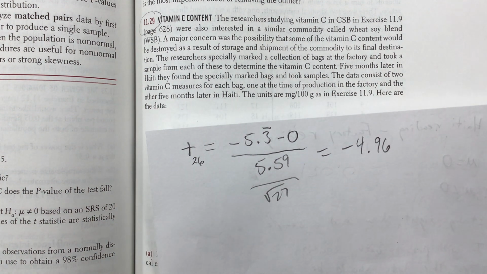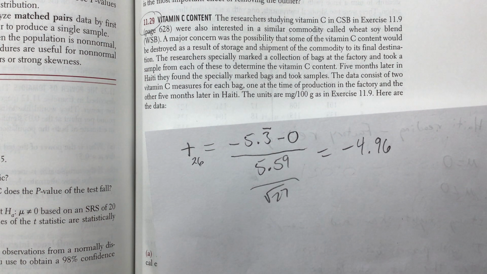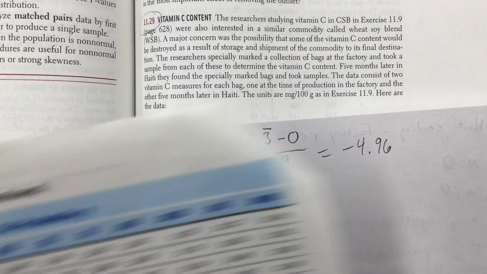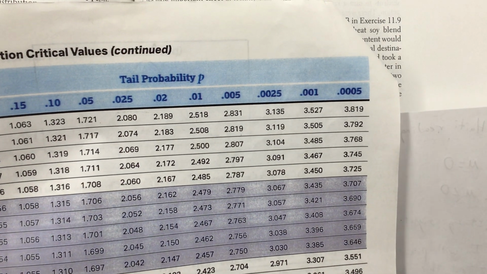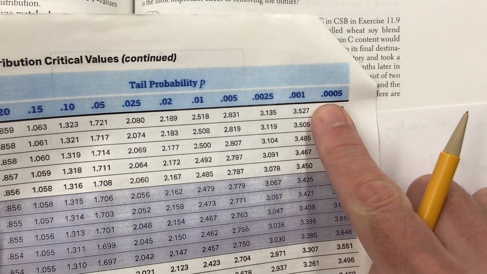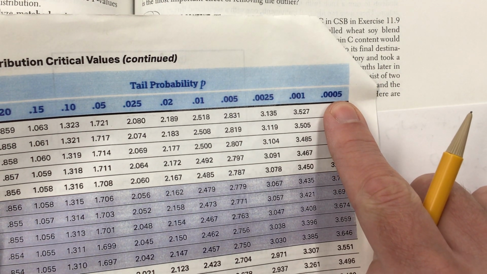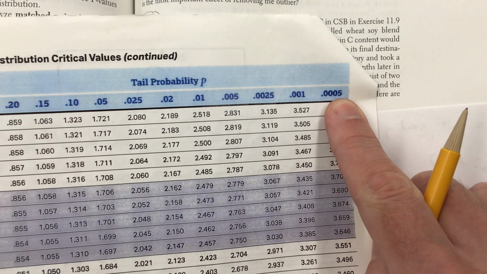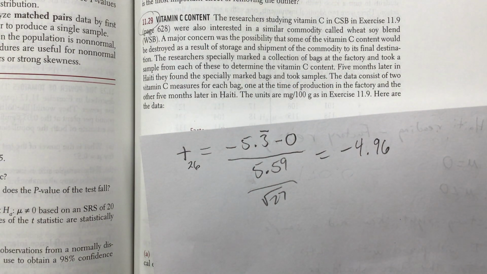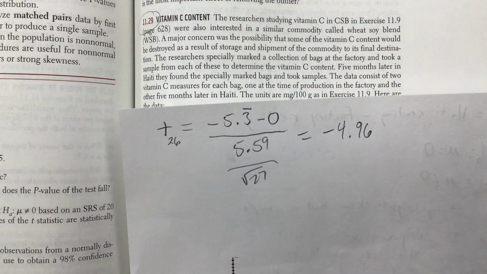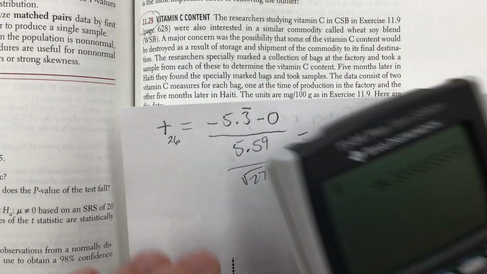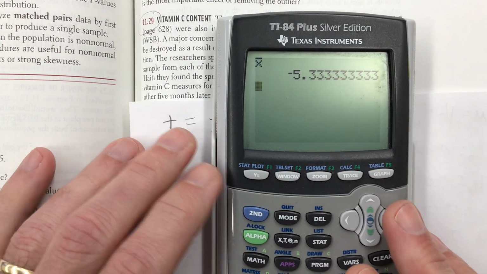If I use my table, you can see I'm clear off the side. And yeah, I have to double it, but that means my p-value is less than 0.001, right? Doubling it. So we have very strong evidence that there is a loss in vitamin C. Okay. Oh, was it two-sided? I'm sorry, it was one-sided. My bad, don't double it. It's less than 0.0005.